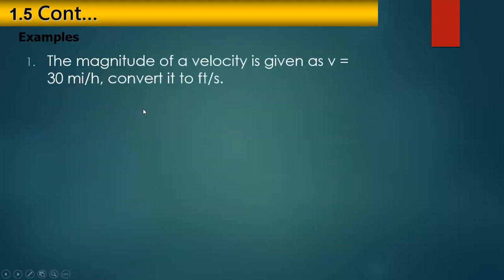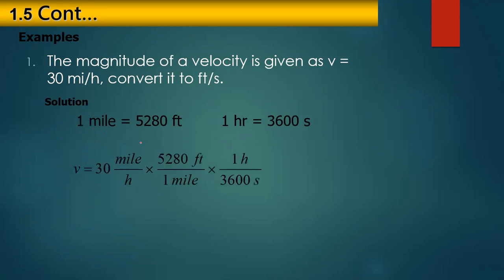We have an example here which says the magnitude of a velocity is given as velocity is equal to 30 miles per hour, and then they are telling you to convert that to feet per second. So this is also straightforward. We have 1 mile is equal to that is standard, and then you also have 1 hour is equal to 3,600 seconds, and then you just have to put them in this format. I'm sure you did this in physics. This is straightforward.